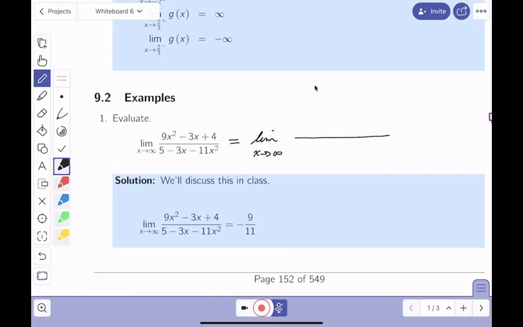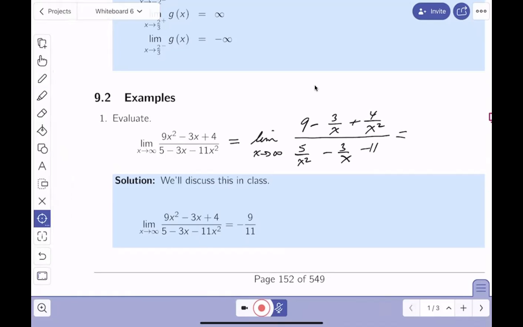So if you divide the top by x squared, rather simple, you get 9 minus 3 over x plus 4 over x squared. If you divide the bottom by x squared, what do you get? You get 5 over x squared minus 3 over x minus 11, right? The whole point of this is hopefully it makes it easier to do the limit, and it does. And the reason for that is this guy here, if you're dividing by an incredibly large number, goes to 0 very quickly. So does this one, so does this one, so does this one. So we're left with 9 divided by minus 11.